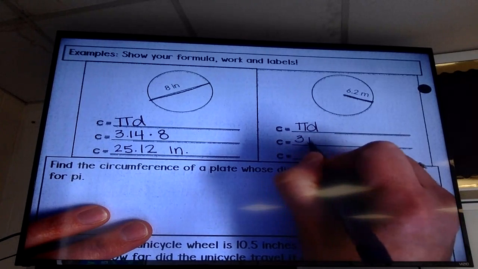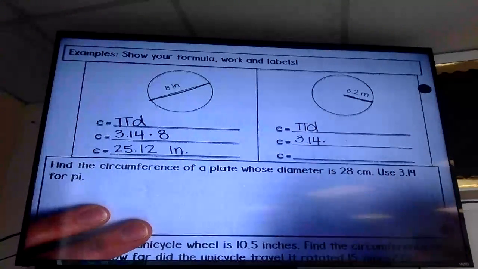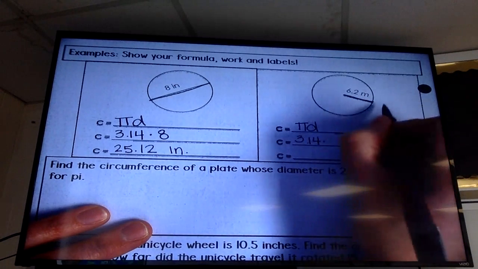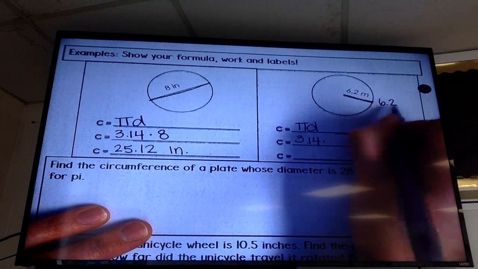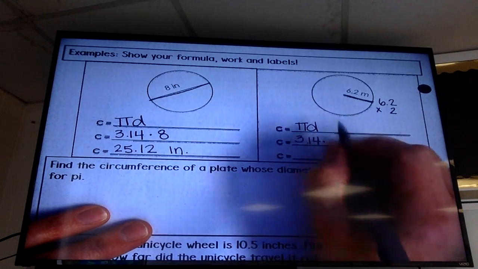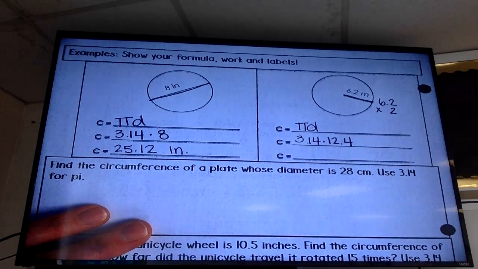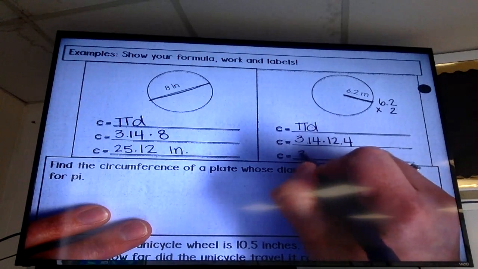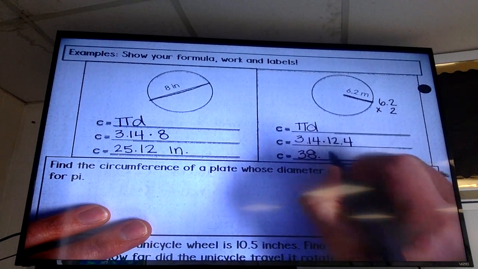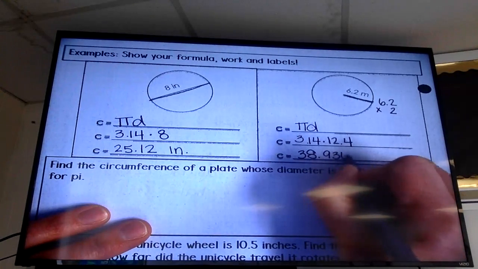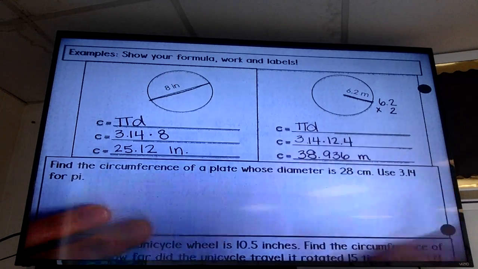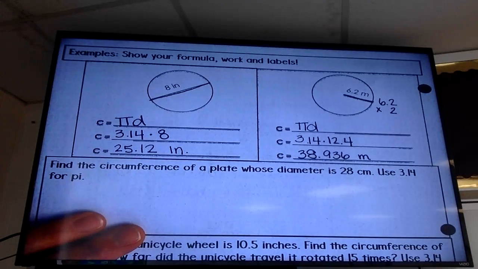Again, we're going to use 3.14 times. Now, I've been given the radius, so that means I have to figure out the diameter by multiplying it by 2. So I know the diameter is 12 and 4/10. So I'm going to do 3.14 times 12 and 4/10. Remember, we're not rounding, so it's 38 and 936 thousandths. And label it meters.